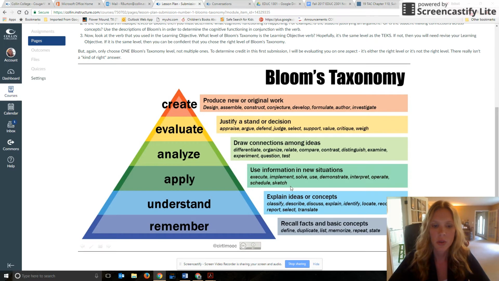In Bloom's, you've got three kinds of low level thinking, which are remember, understand, and apply. And you've got three higher level thinking, analyze, evaluate, and create. That's what I'm looking for: that you create one lesson that falls within the low level spectrum of remember, understand, apply, and one lesson that falls within the higher level of thinking, analyze, evaluate, and create.